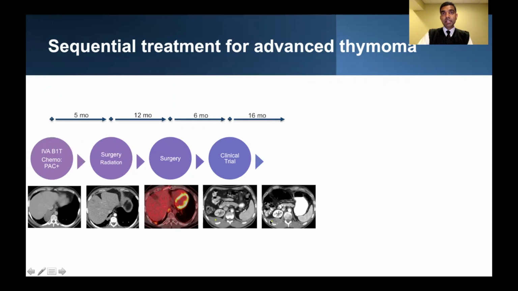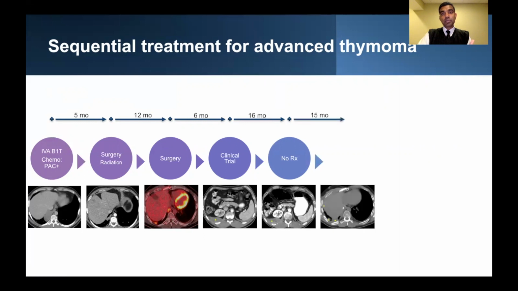What we actually decided to do was just observation. So we said, let's just keep an eye on this. The tumor is progressing slowly over time. Maybe we can just watch it for a while. And we were able to do so for more than 1 year. For 15 months, we did scans, we kept an eye on things.